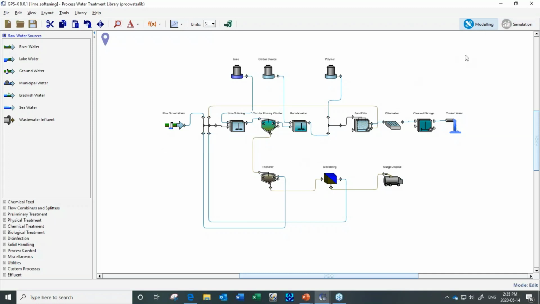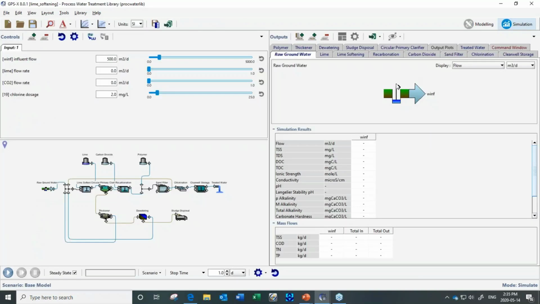So once you have made this layout, the next point is, of course, what can we do with this? So we can go to simulation mode. And as you can see, GPS-X has a very well laid out simulation mode, where we can conduct various types of analysis. In this particular case, we have certain controllers where we can control how much water we want to feed, how much chemicals we want to feed, how much CO2 we want to feed. So we can control this from these sliders if we want to.